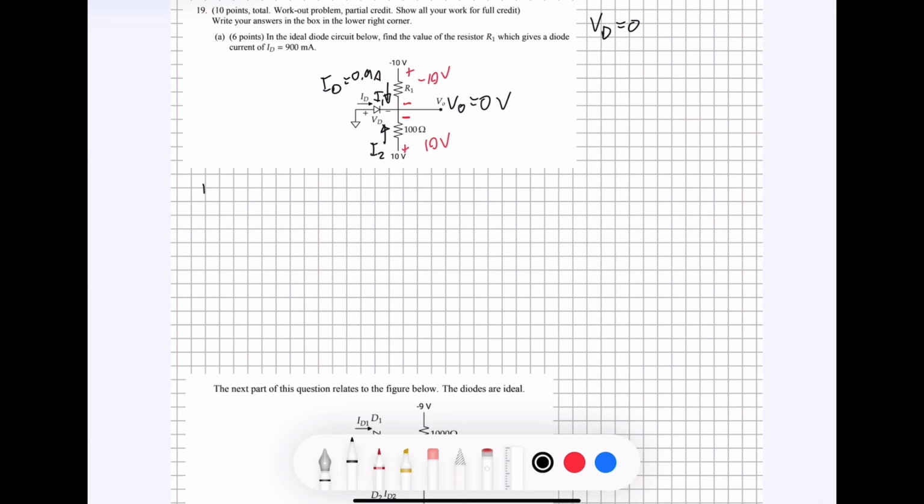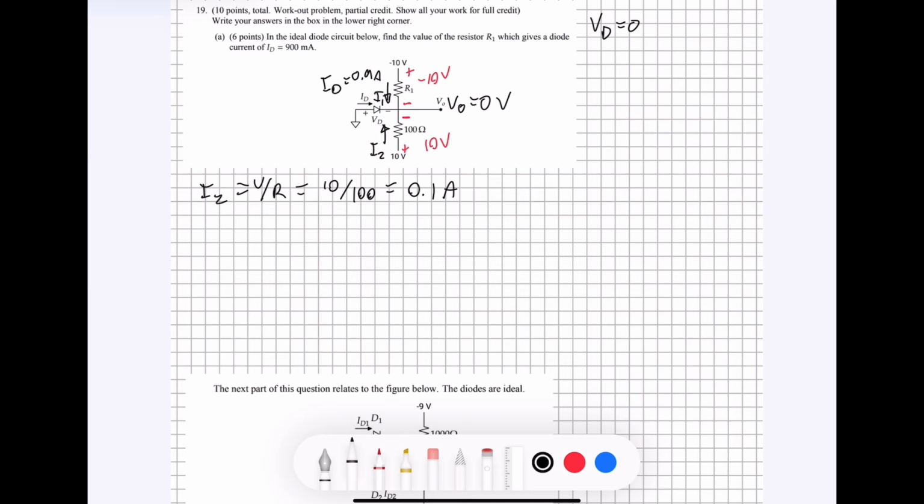But in order to solve for I2, we can use Ohm's law. V divided by R is equal to I. And our voltage is going to be 10. And our resistance is going to be 100. The 10 comes from right here, and the 100 comes from right there. When we solve that, we get 0.1 amps, and that is the value of our I1.